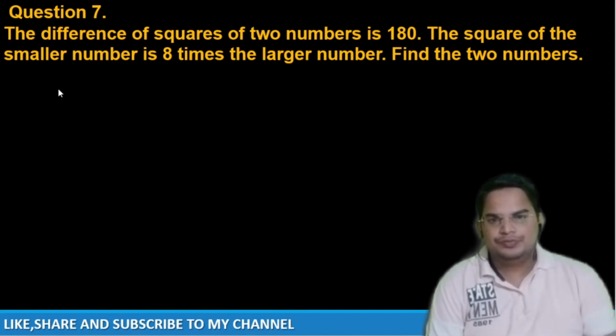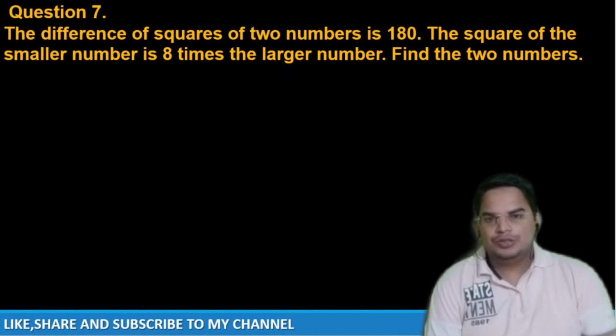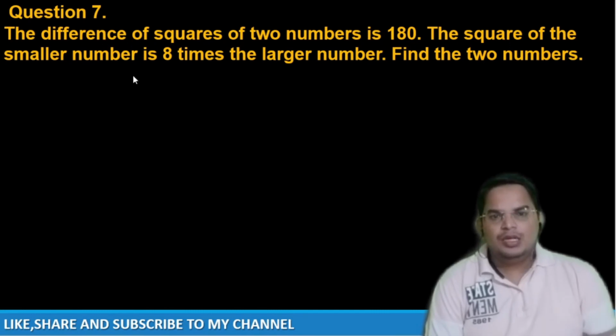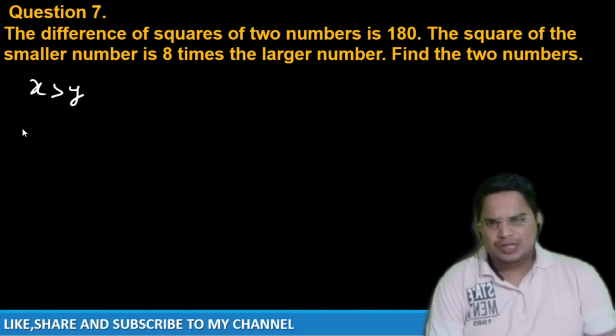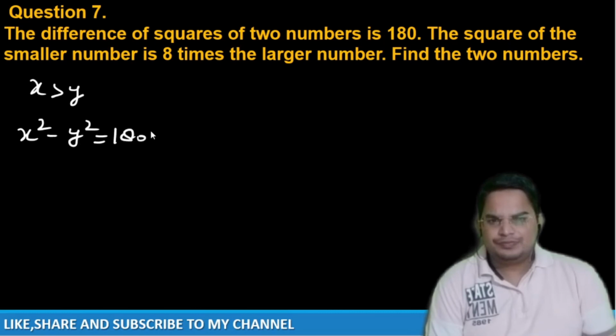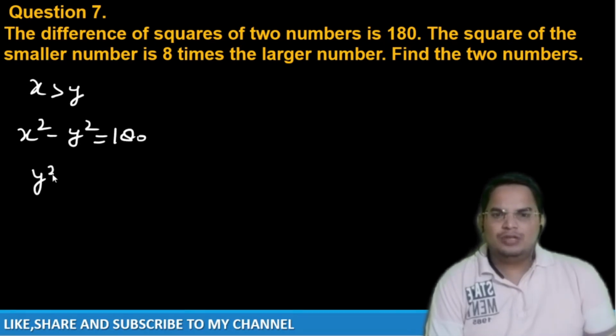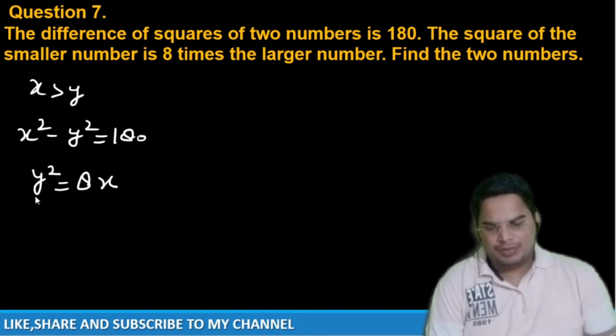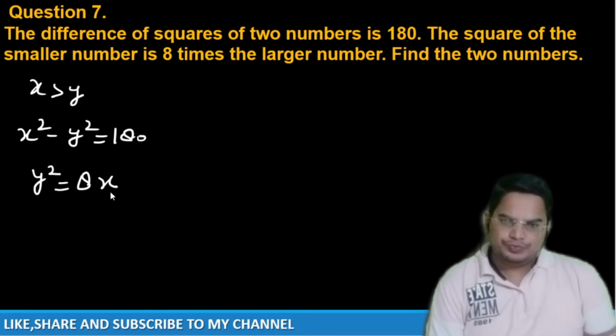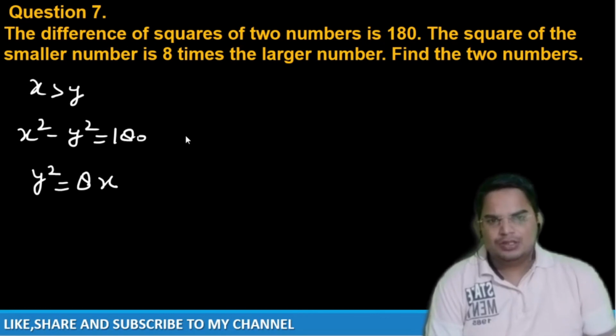It's an easy question. So according to the question, I can say there are two numbers where x is greater than y. So what you can say, x square minus y square will be equal to 180, and the square of the smaller number, I know the smaller number is y, so y square will be equal to 8 times x. Am I right? y square is equal to 8 times x. So this is the first one, this is the second one.